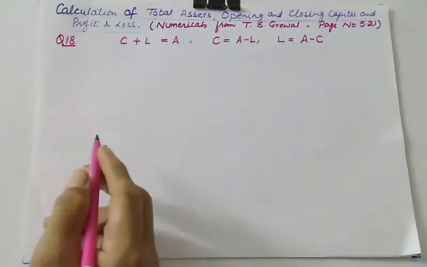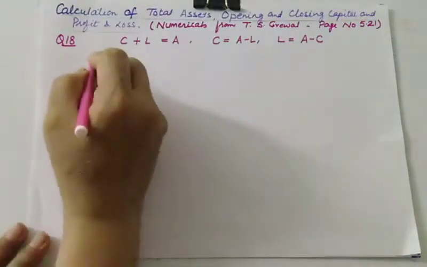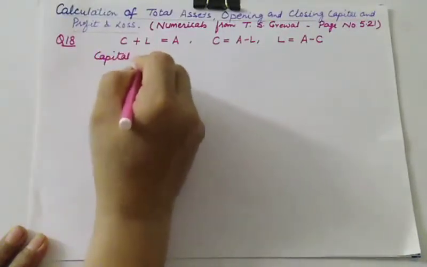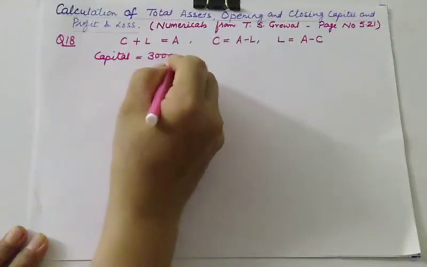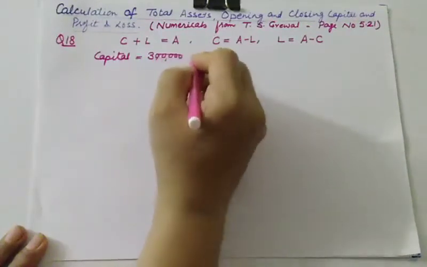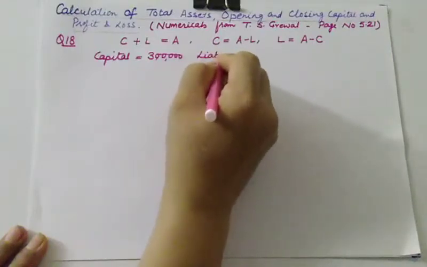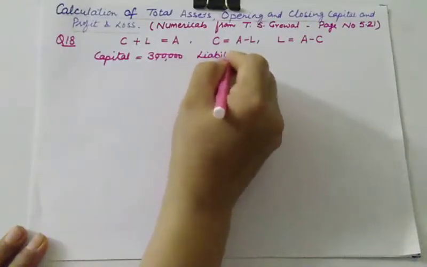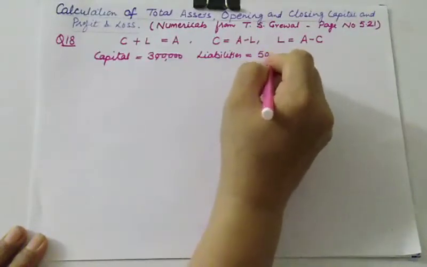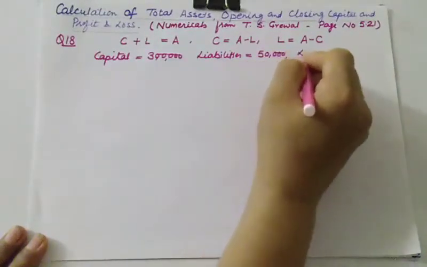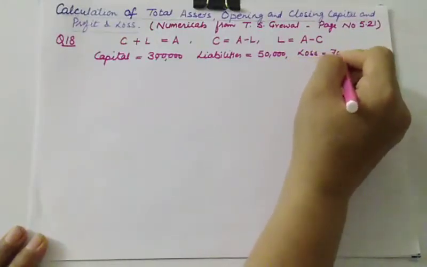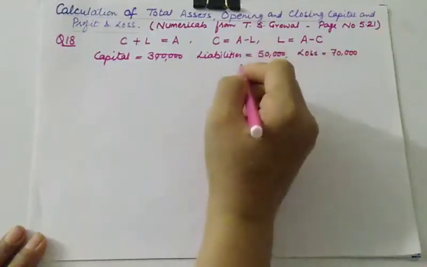So what is given in this particular case? Capital is given to you as 3 lakhs. Along with capital, liabilities are also given to you. Liabilities are given to us as 50,000, and there is a loss of 70,000, and we are required to calculate assets.